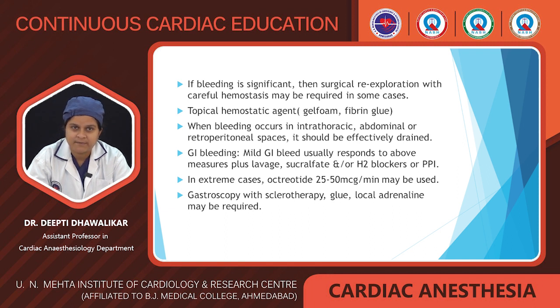In case of a GI bleed, a mild GI bleed will usually respond to Baum's gastric lavage, sucralfate and/or H2 blockers or proton pump inhibitors. In extreme cases, octreotide 25 to 50 microgram per minute infusion can be used, and gastroscopy with sclerotherapy, glue or local adrenaline can also be used.